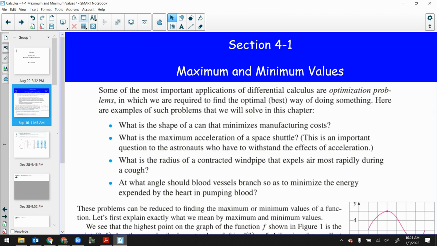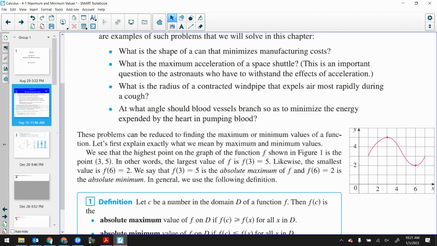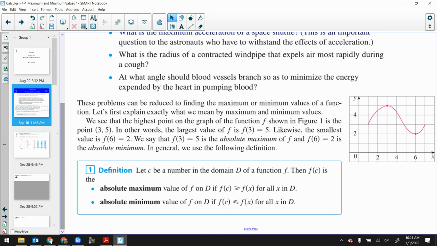Well, what is a maximum or minimum value anyway? It's any peak or valley of a graph. I'll talk about the application here in a second. But in very, very general terms, a maximum or minimum value of a function is a peak or valley of a graph. Okay?